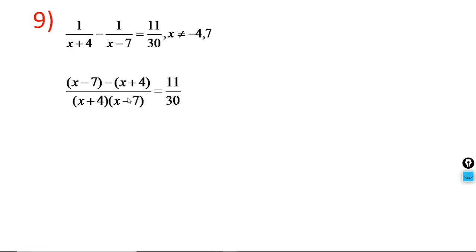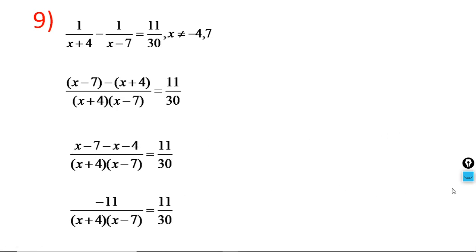LCM is x plus 4 into x minus 7. Then we have x minus 7 minus x plus 4 in the numerator. By simplifying this, x cancels with x, and we are left with minus 11 upon x plus 4 into x minus 7. 11 and 11 cancel with each other. We are left with minus 1 and 1 on the right hand side.